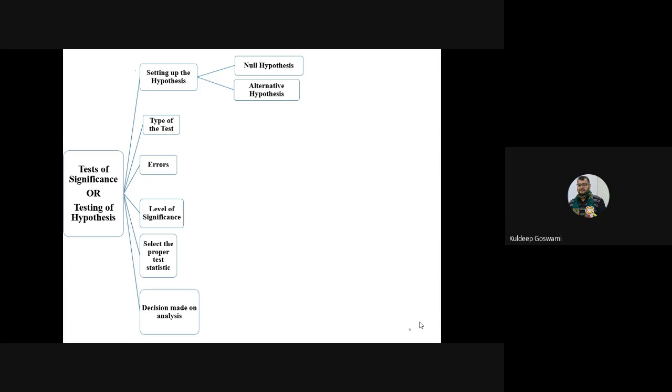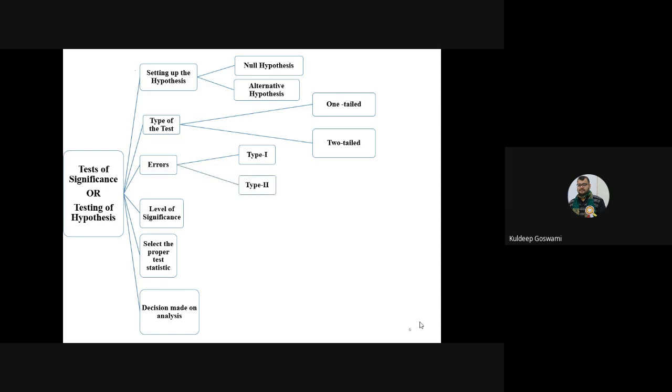First, you have to set up the hypothesis. There are two hypotheses: one is the null hypothesis, and the second one is the alternative hypothesis. Then types of test. One is called one-tail test, and the other one is called two-tail test. Errors. One is called type 1 error, and one is called type 2 error. And level of significance, the maximum chance of making type 1 error.